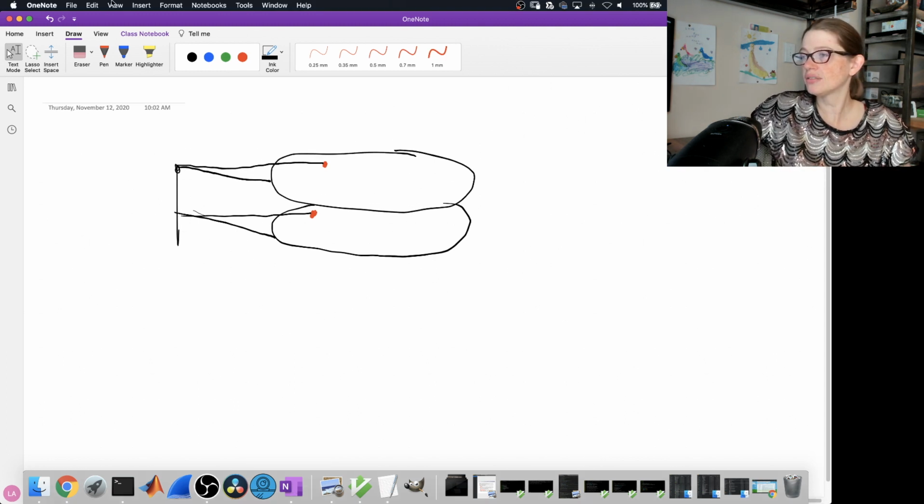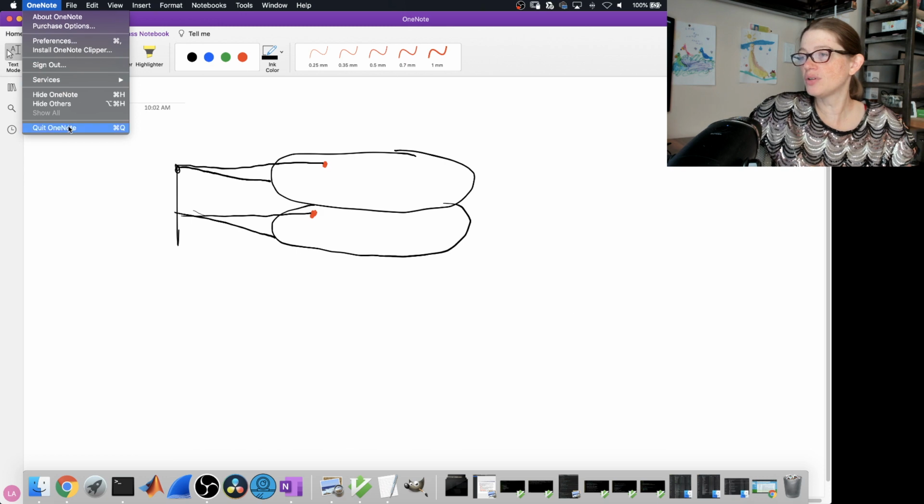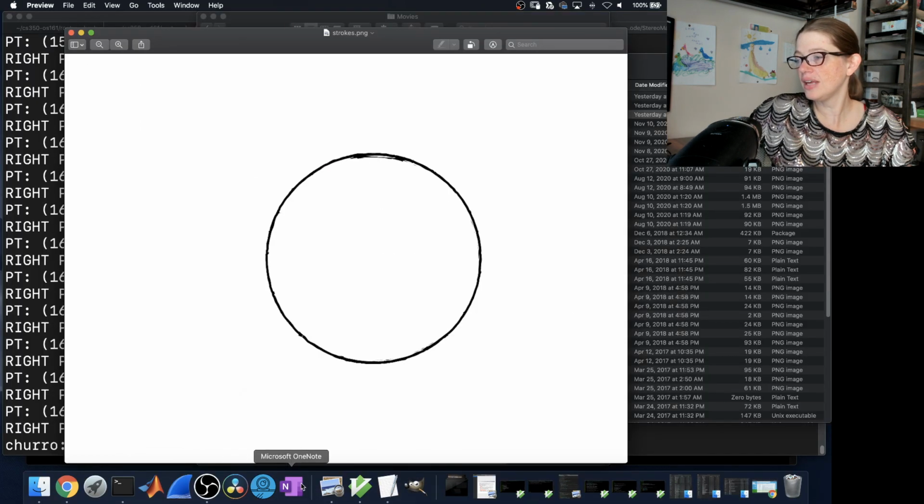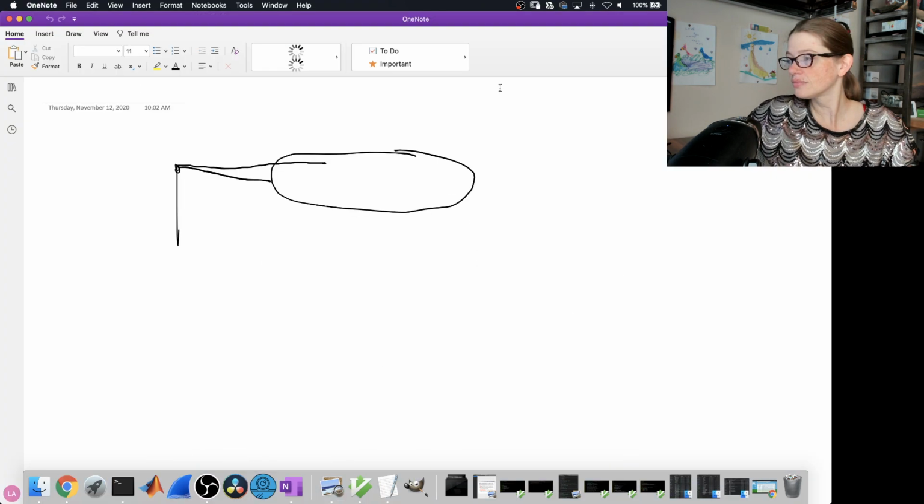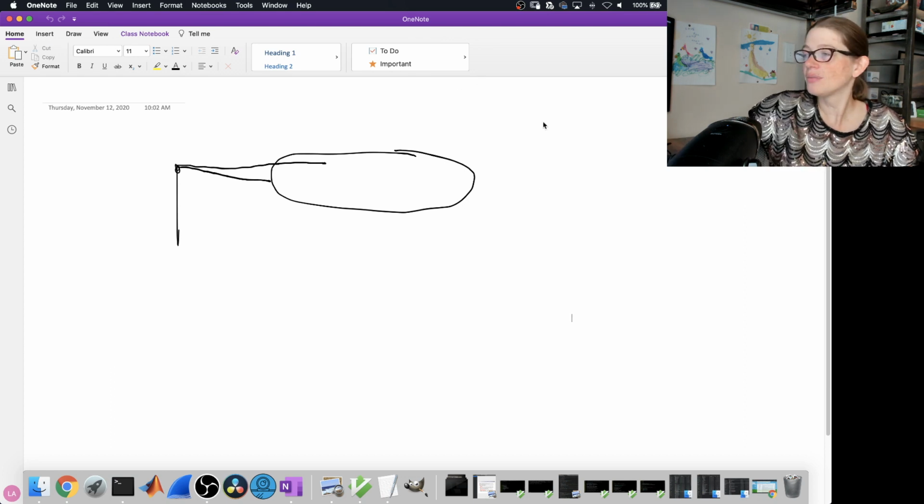scroll here. Always good to have OneNote crash almost instantly. Hey, look, a circle. All right, there we go.